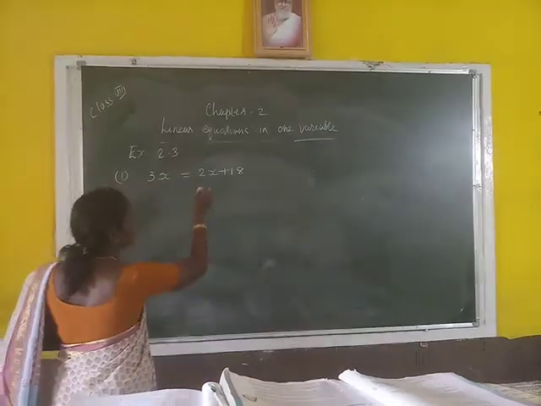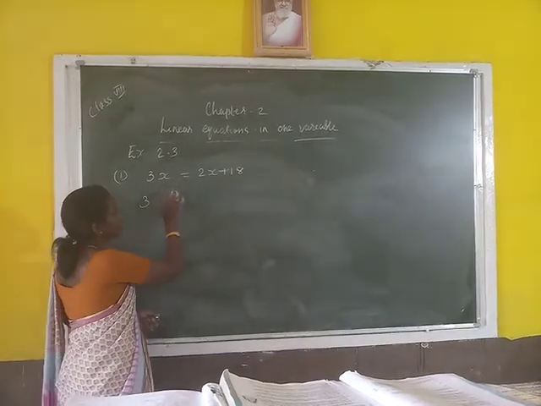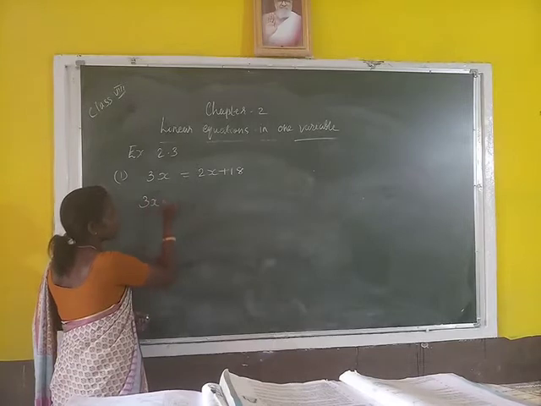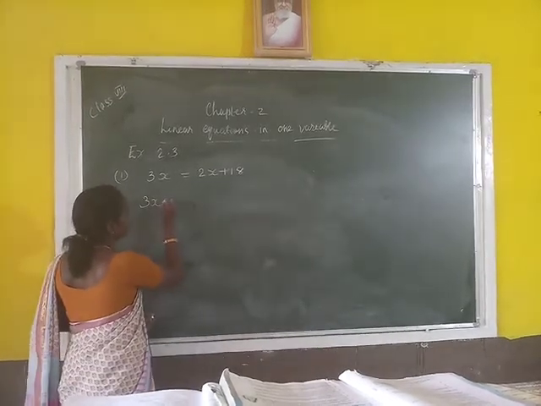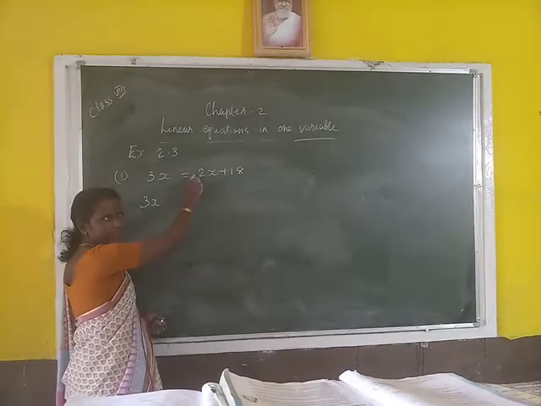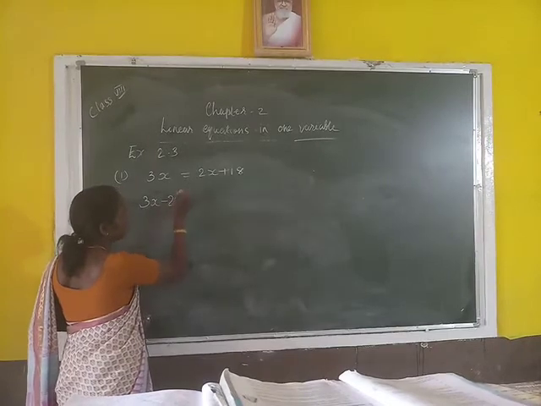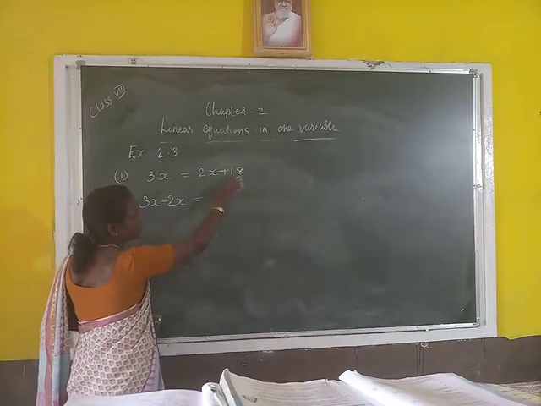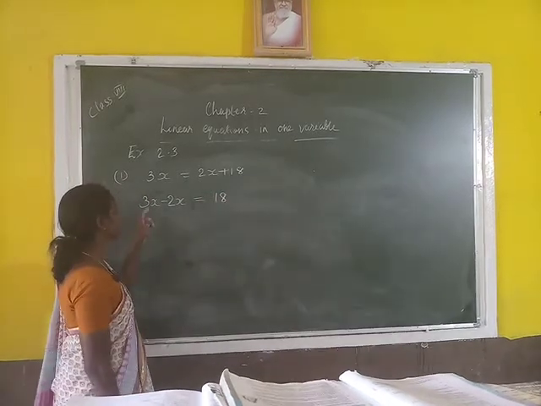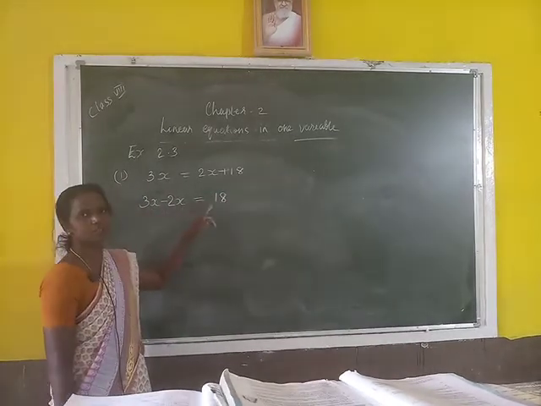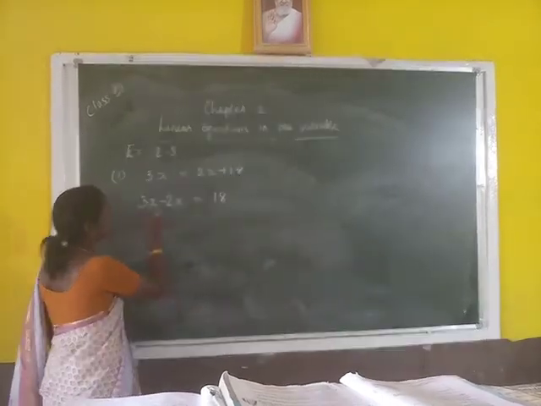Then look here, this 2x. On the left side we can write the variables. Then 3x, and this variable, which side does it go to? The variable goes to the left side. It has a positive sign, so positive changes into negative. Then negative 2x, and the right side is which number? 80. Then look, 3x minus 2x is equal to 80.